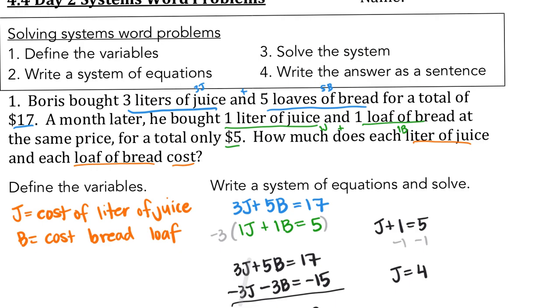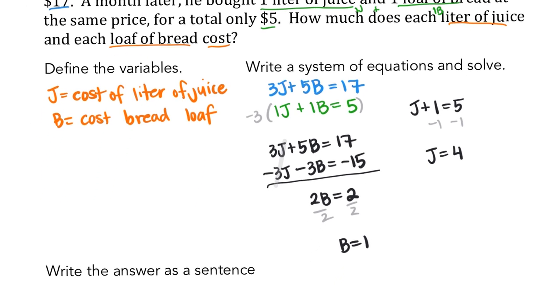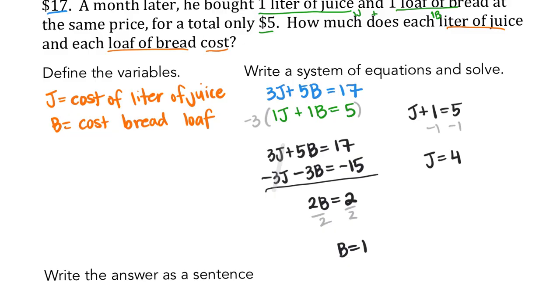Now I'm going to write the answer as a sentence. Okay, so reread the question to make sure you're answering the question. It says, how much does each liter of juice and each loaf of bread cost? Okay, so juice costs, what did I get? I got 4. And what are these? $4. And bread costs. B is 1, so bread costs $1.